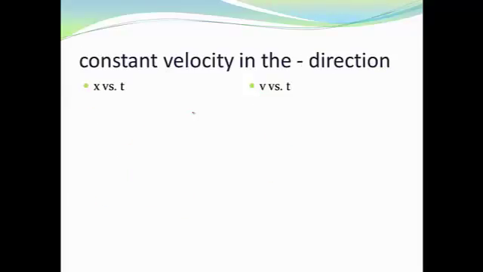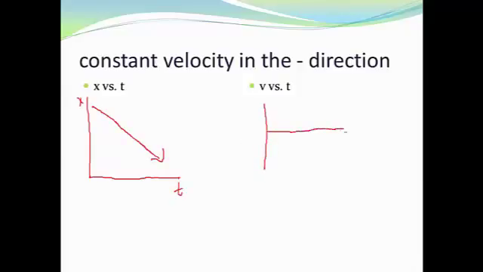Constant velocity in the negative direction. In this case, our position versus time is going to look something like this. So our velocity versus time would be constant, but now with a negative value, so whatever the value happens to be, it'll be a straight line in the negative portion of the graph.